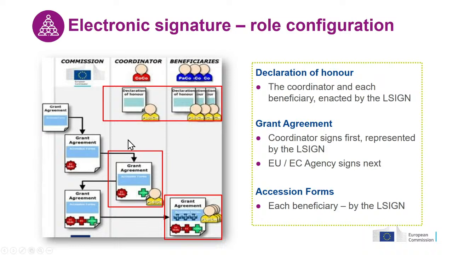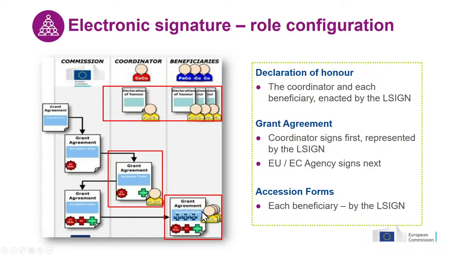So you need to sign the declaration of honor, and then once the grant agreement data are reviewed and agreed with the project officer, the legal signatory for this project can sign the grant agreement on behalf of the coordinator. Since that moment the grant is valid, but before starting the implementation of the project, the beneficiaries need to accept, by also signing, what we call the accession forms. So these are more or less the roles.